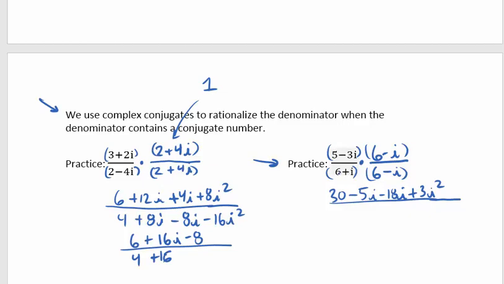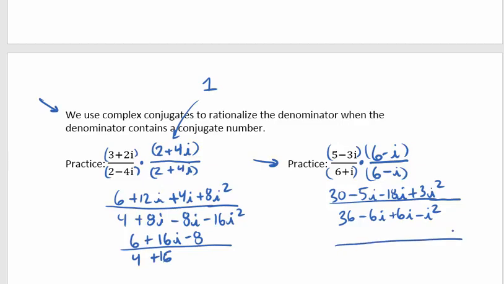Denominator, 6 times 6 is 36. And then I'll have minus 6i. Distributing the i now, I'll have plus 6i. And then positive i times negative i would give me negative i squared.